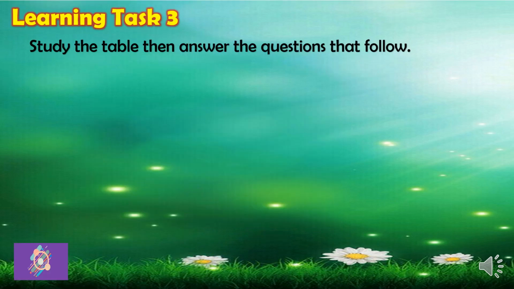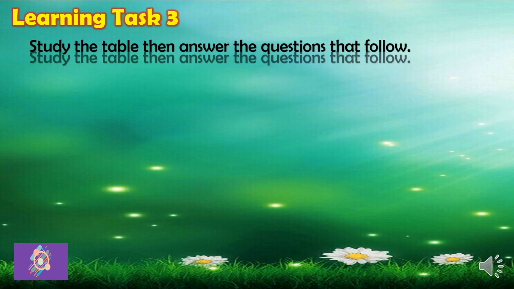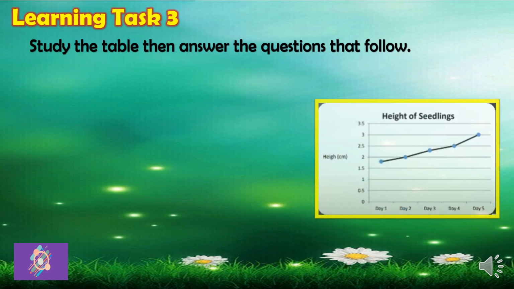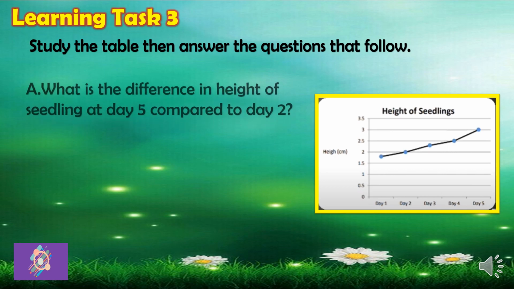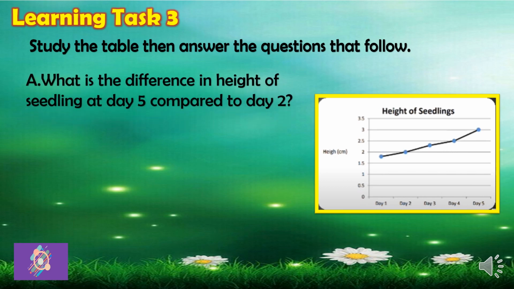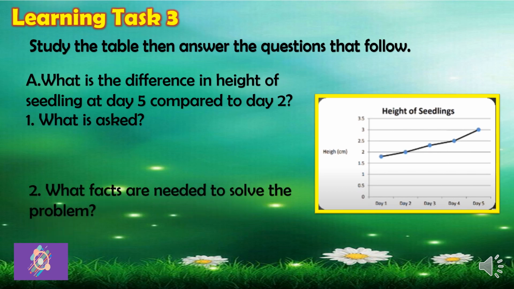So for learning task 3, study the table, then answer the questions that follow. The title of the table is the height of the seedling. So this is the line graph. For letter A, what is the difference in height of seedlings at day 5 compared to day 2? For number 1, what is asked? Number 2, what facts are needed to solve the problem?